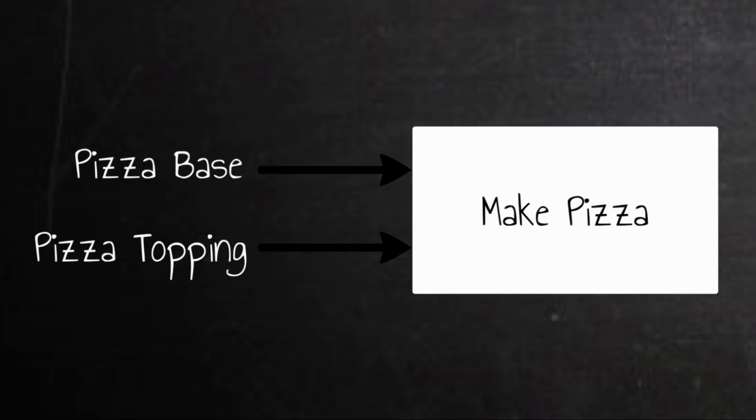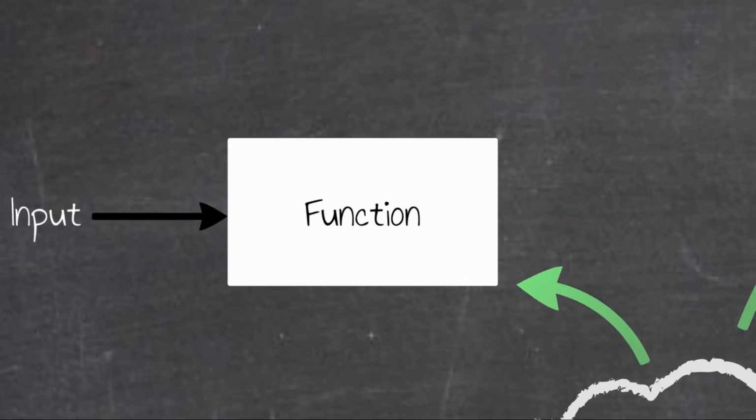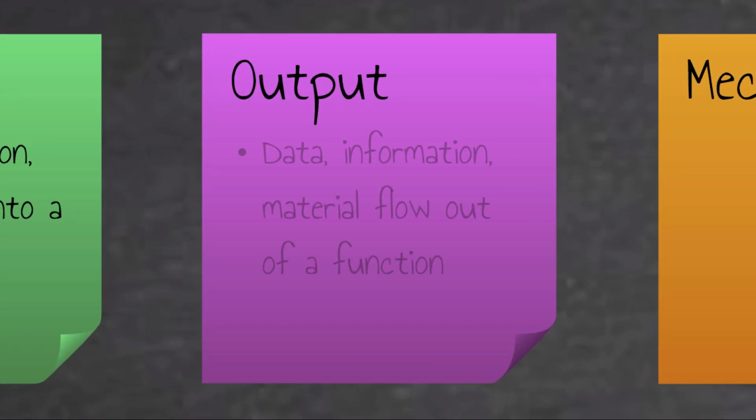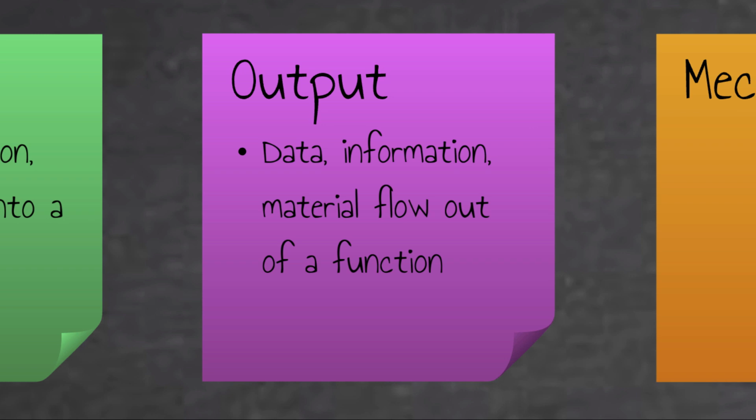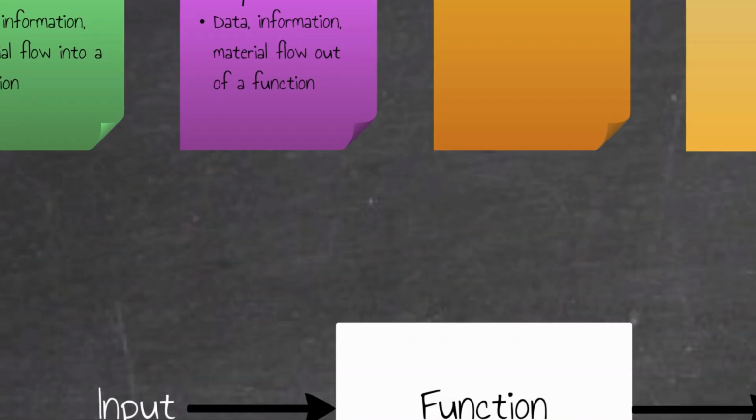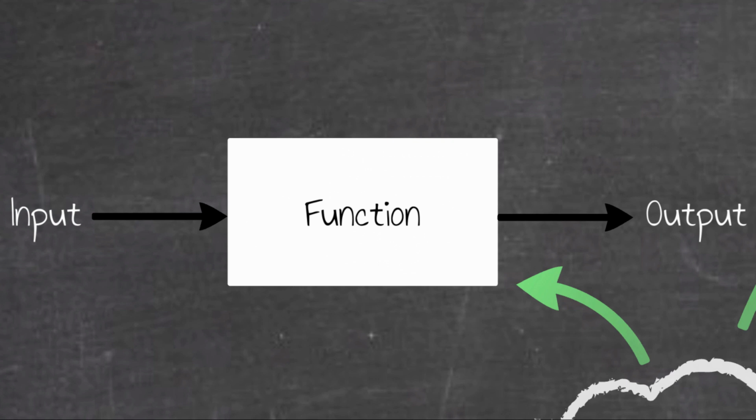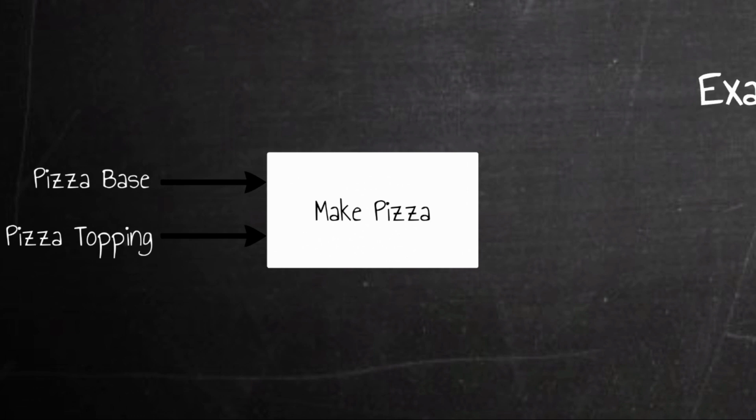These inputs flow into our function. The magic happens there in that rectangular box, and then we get one or more outputs, which means that an output then is a piece of information or material flow out of a function, meaning we have an arrow with the arrowhead pointing outwards. And in our make pizza example, cooked pizza would be one such output.